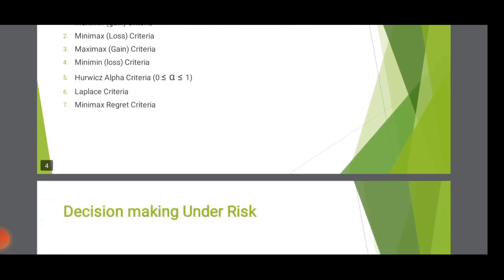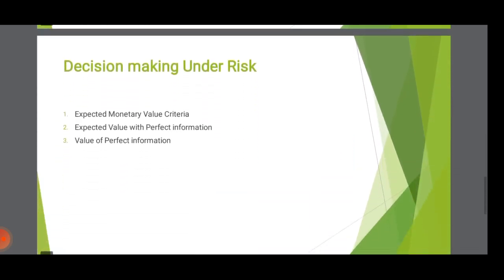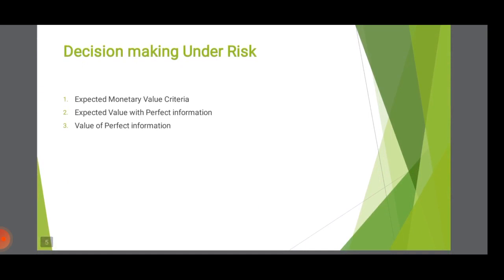Next, decision making under risk. There are 3 criteria. First, expected monetary value criteria. Second, expected value with perfect information. Third, value of perfect information. These are the criteria that come under decision making under risk.